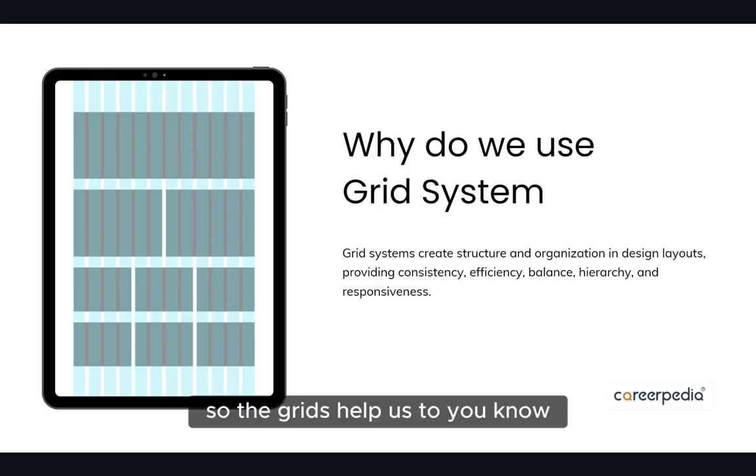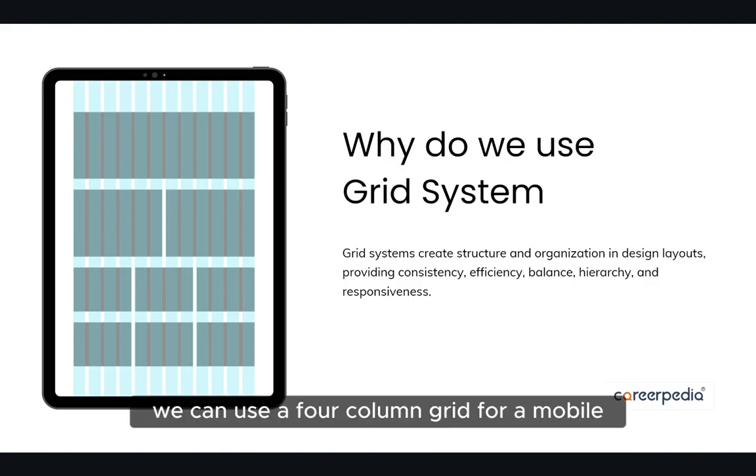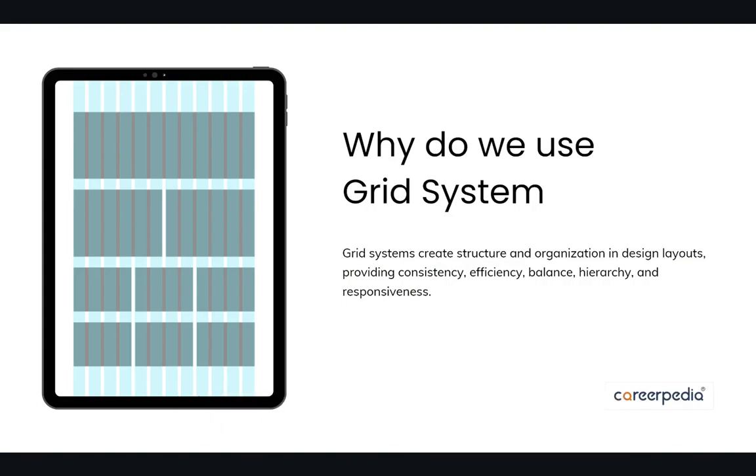So the grids help us to arrange things properly on any device. Now we are using a 12 column grid for a website. We can use a 4 column grid for a mobile, but arrange the same elements.